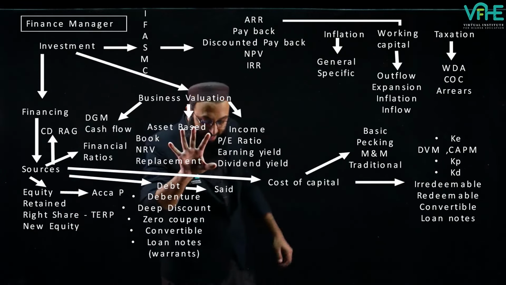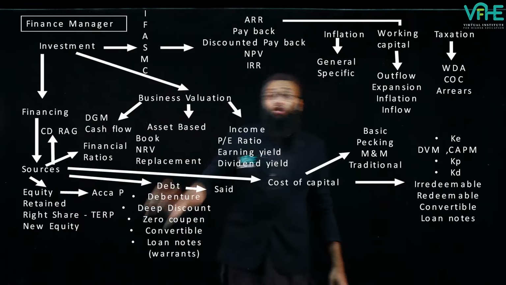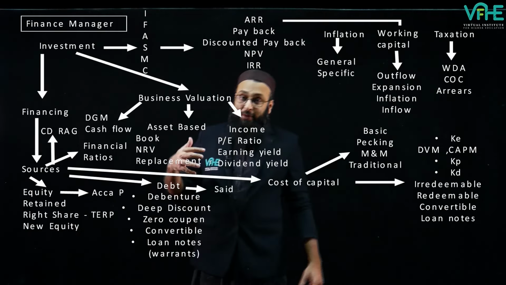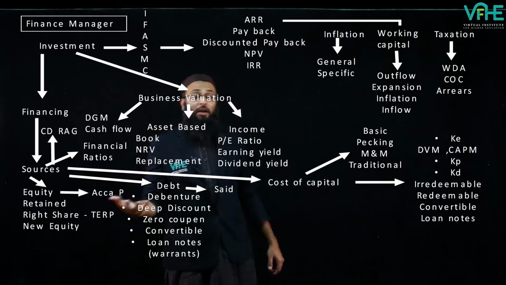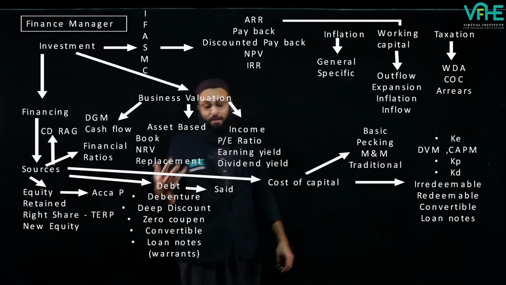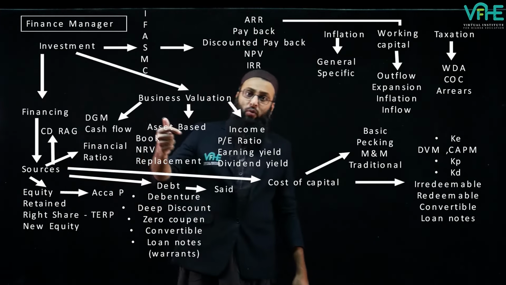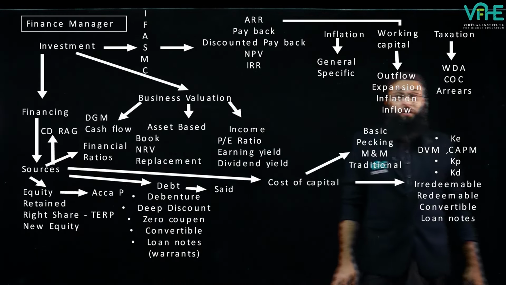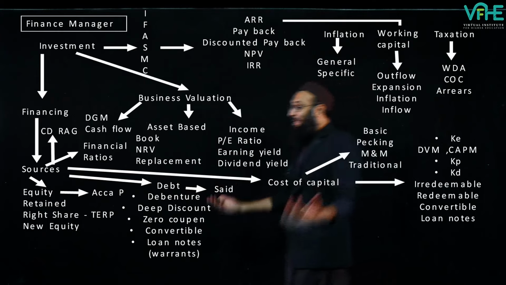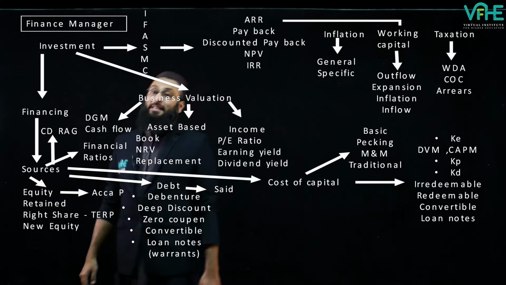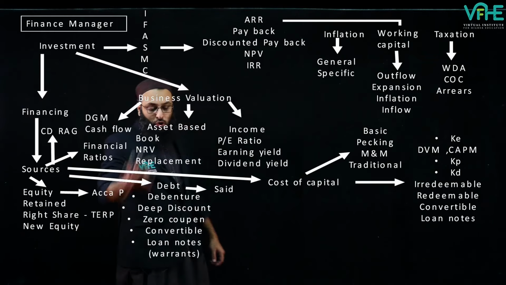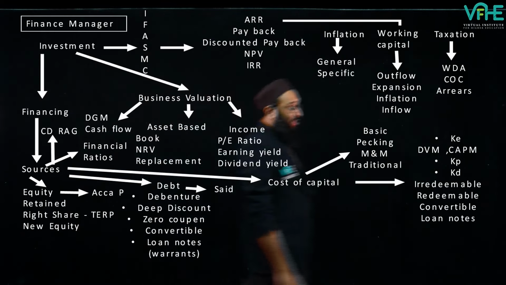The second method is asset-based valuation, which says that you have to use the assets to work out the share price. So there are three approaches to it: book value, NRV, and replacement cost. Book value is the historical value of net assets. What is net asset? You should know. All assets minus all liabilities is net asset, okay? So you have book value of net asset, which is historical.